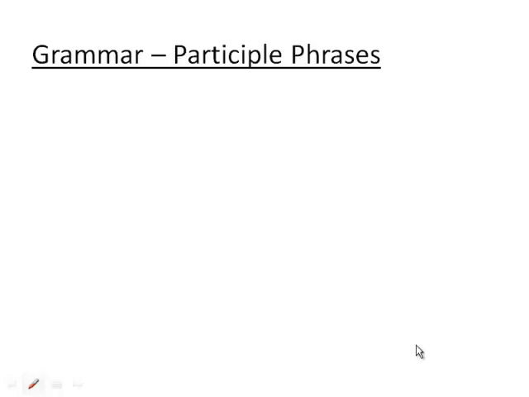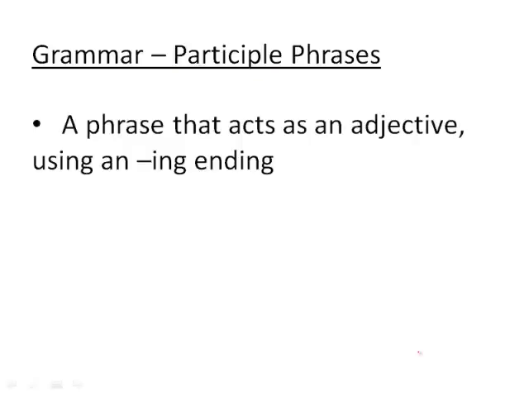Okay, in this video I'm going to talk about participle phrases. Now this can also be referred to as participial phrases, but I choose to use participle because it rolls off the tongue a little more easily. Okay, so what are they exactly? Well, a phrase that acts as an adjective and uses an ing ending. So it's a phrase that acts as an adjective and uses the verbal, the gerund that ends in ing.